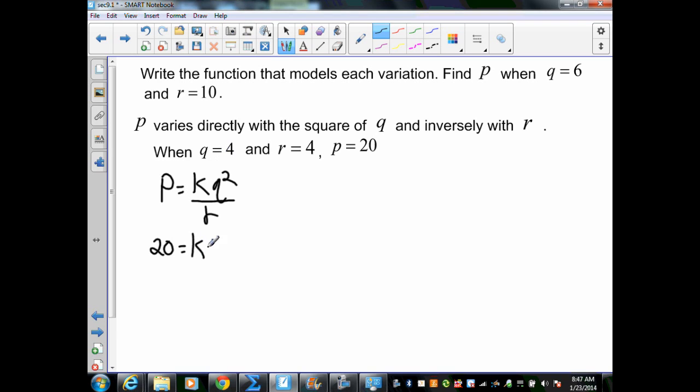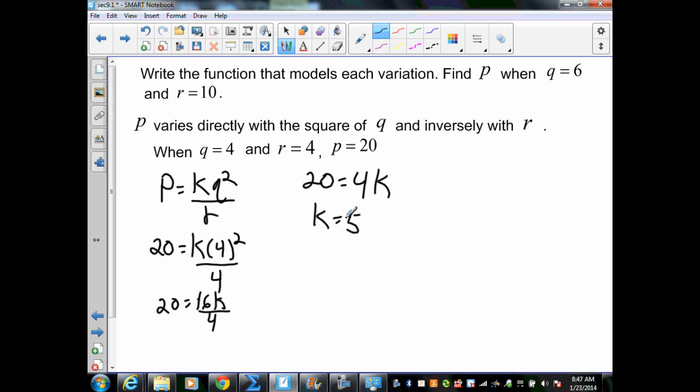Q is 4, squared, of course. R is 4. Now I want to simplify. 20 equals 16K over 4. But I can simplify that again. 20 equals 4K. And K equals 5.